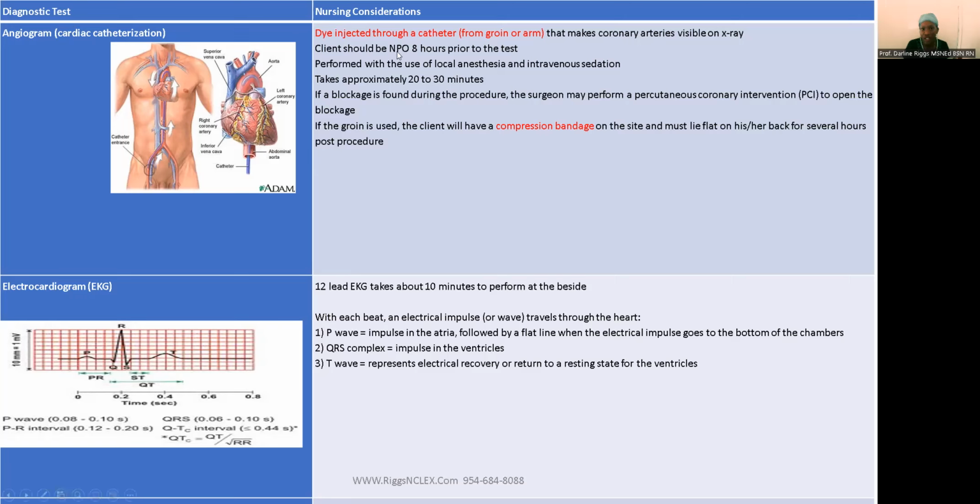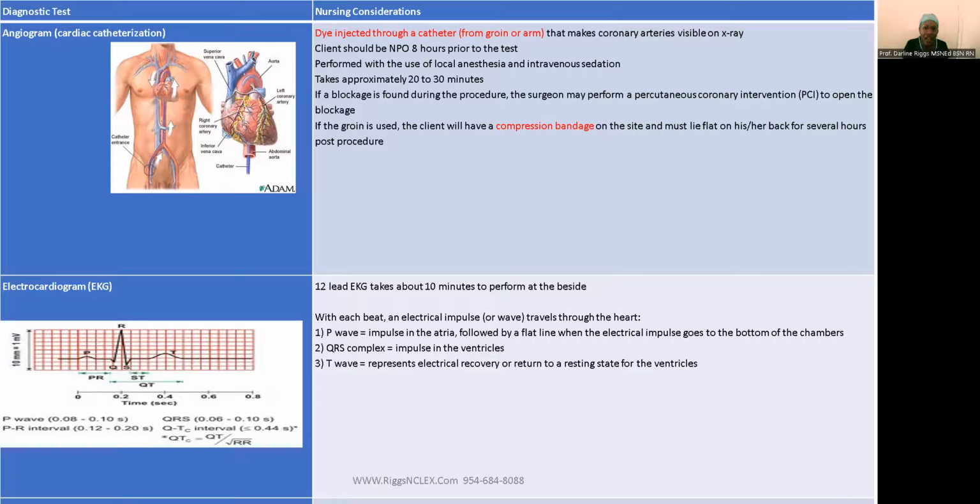Okay, so a dye is injected through the catheter via the groin or the arm. The groin is the most common place. Okay, and it makes its way through the coronary artery, and we're able to visualize and see that. They should definitely be NPO for this one. And anesthetics are used because, yeah, that's a large bore needle catheter puncturing. So you'll feel that. The client will feel that, okay?